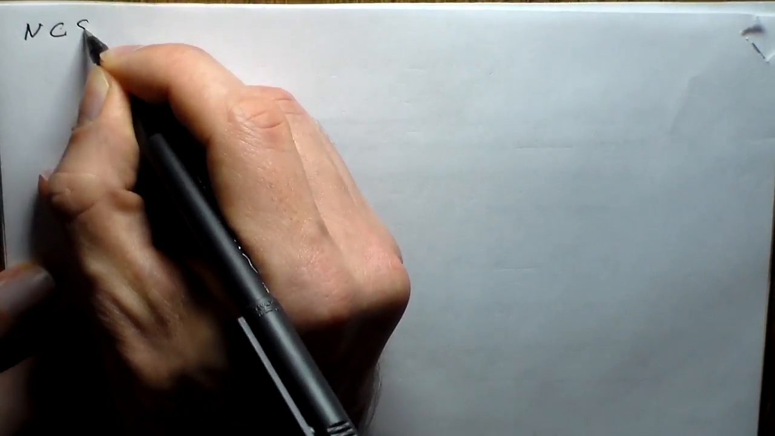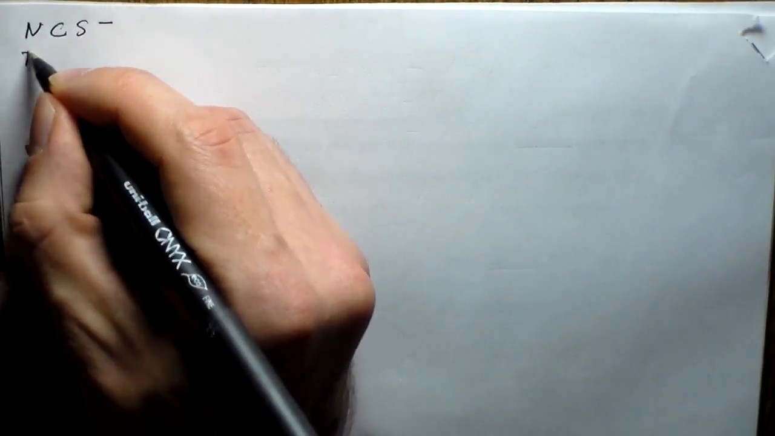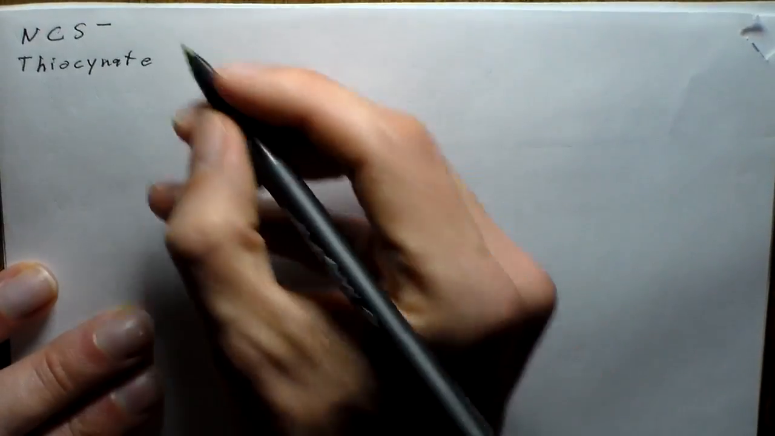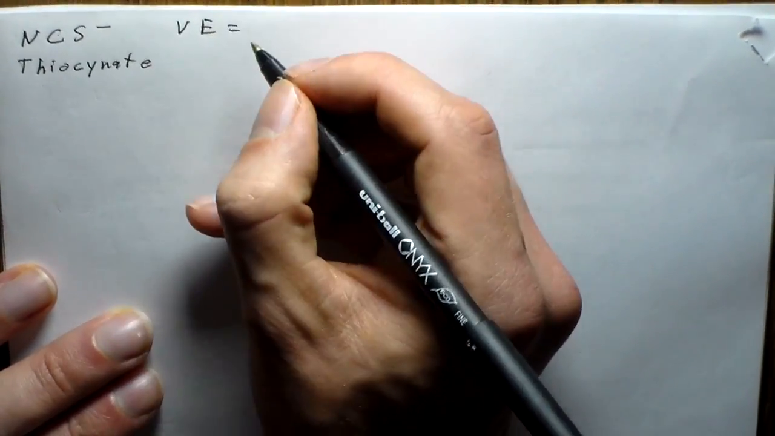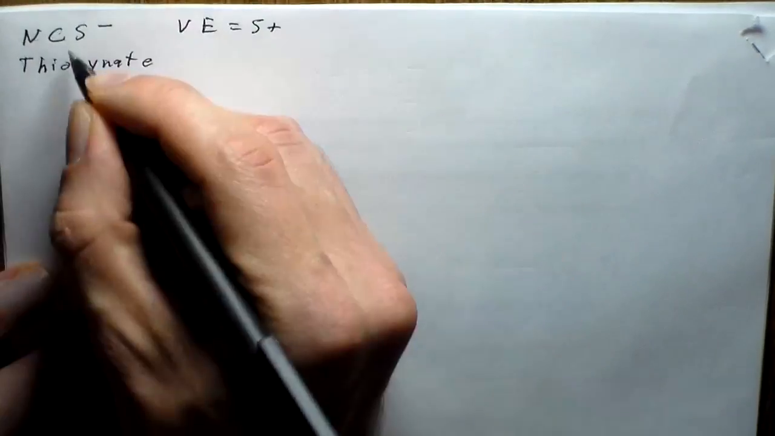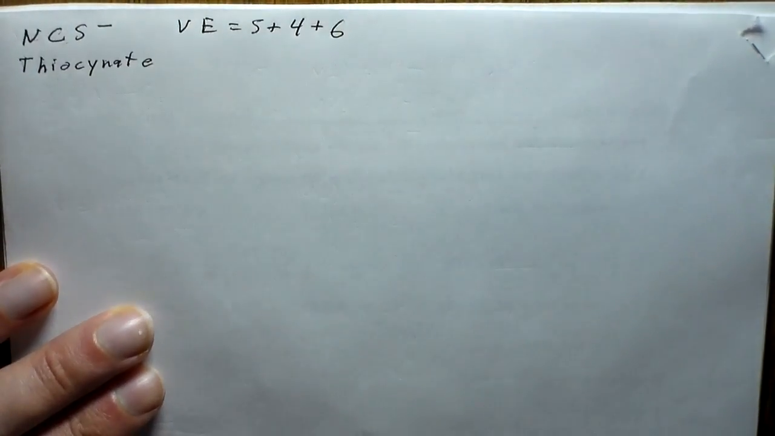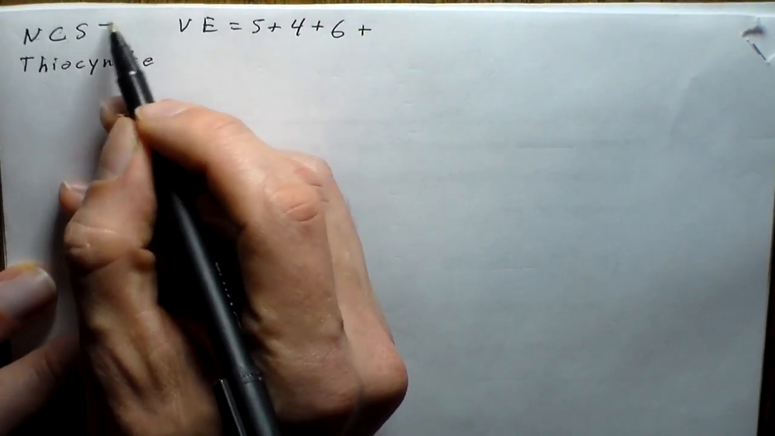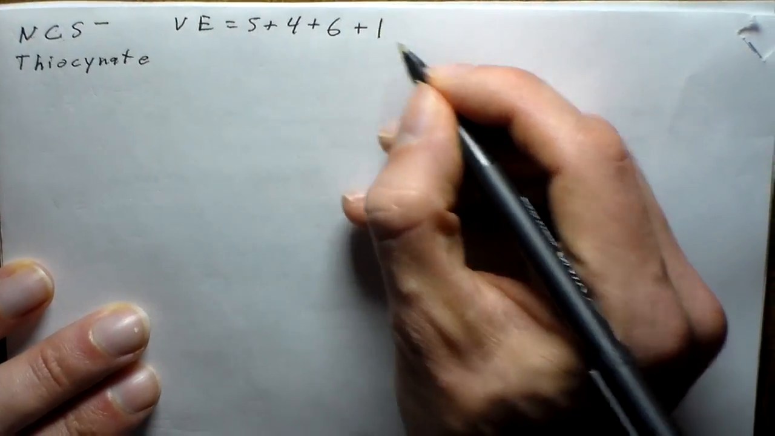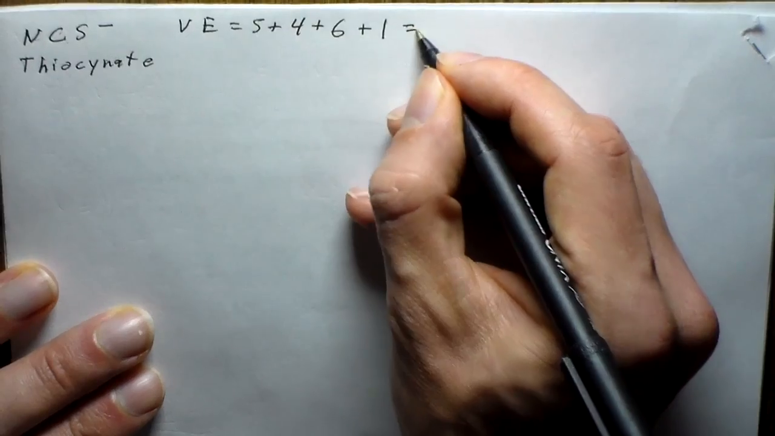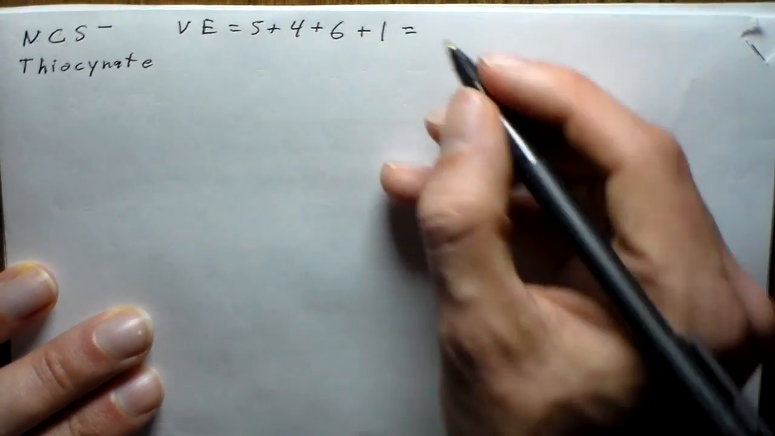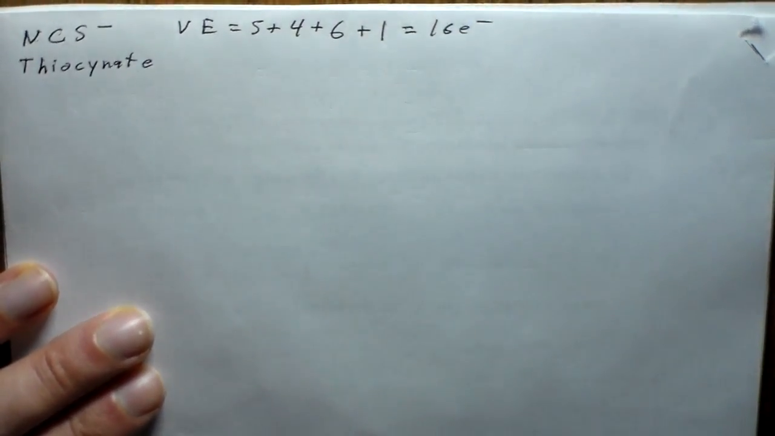All right, so here's another little example, the NCS minus anion, which is actually called thiocyanate. Here, my number of valence electrons is going to be 5 for the nitrogen, plus 4 for the carbon, plus 6 for the sulfur, because sulfur is right below oxygen. And also, this is a -1 charge, so I'm going to need to add 1 more for that electron. That's just going to be equal to 16 valence electrons.